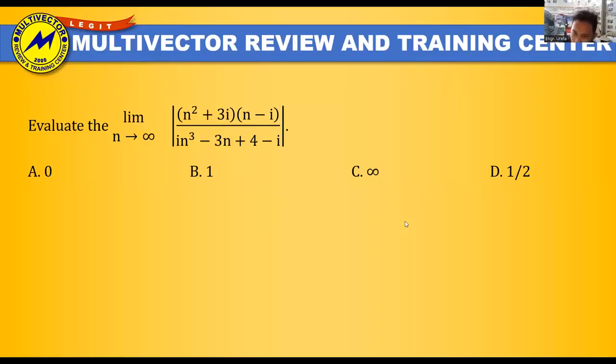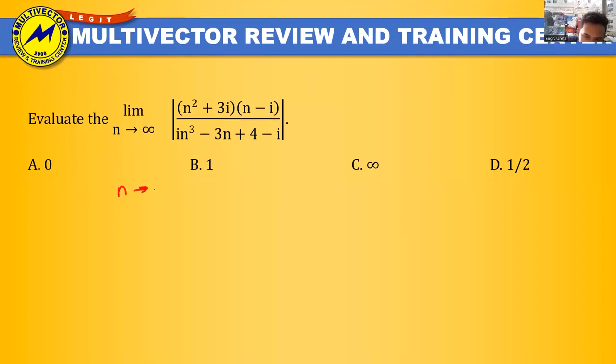Okay, so evaluate the limit of the absolute value of n squared plus 3i, quantity n minus i, all over i raised to i times n cubed minus 3n plus 4 minus i as n approaches infinity. So for this problem, ang gagawin lang natin, directly substitute lang natin yung limit natin dun sa function. Of course, we let n, which is the infinity, as a very large value. So sabihin ko na lang 10 raised to 9. Then direct substitute lang.